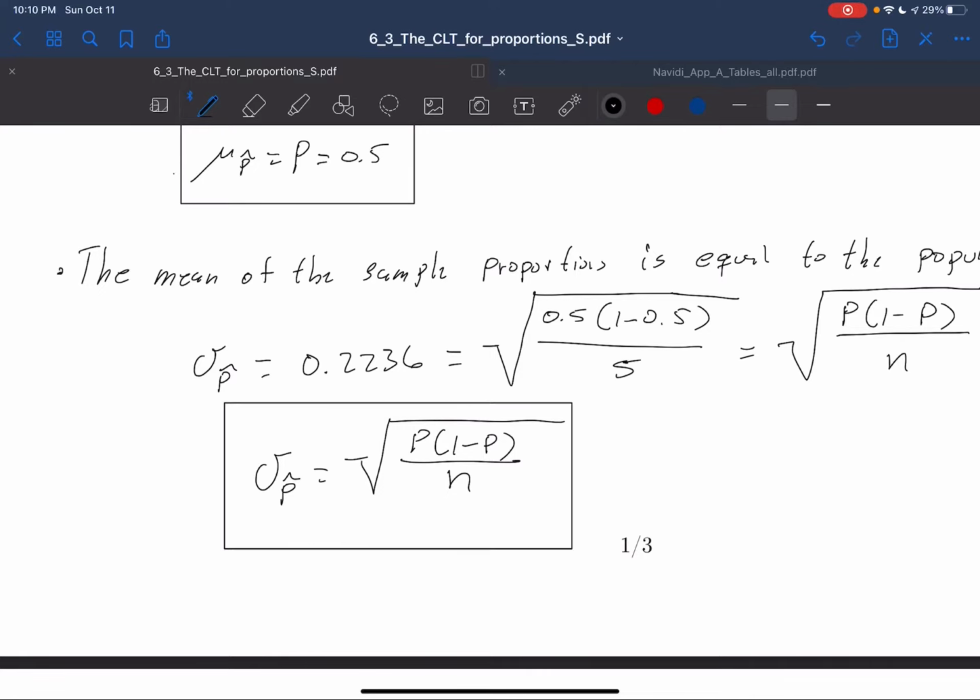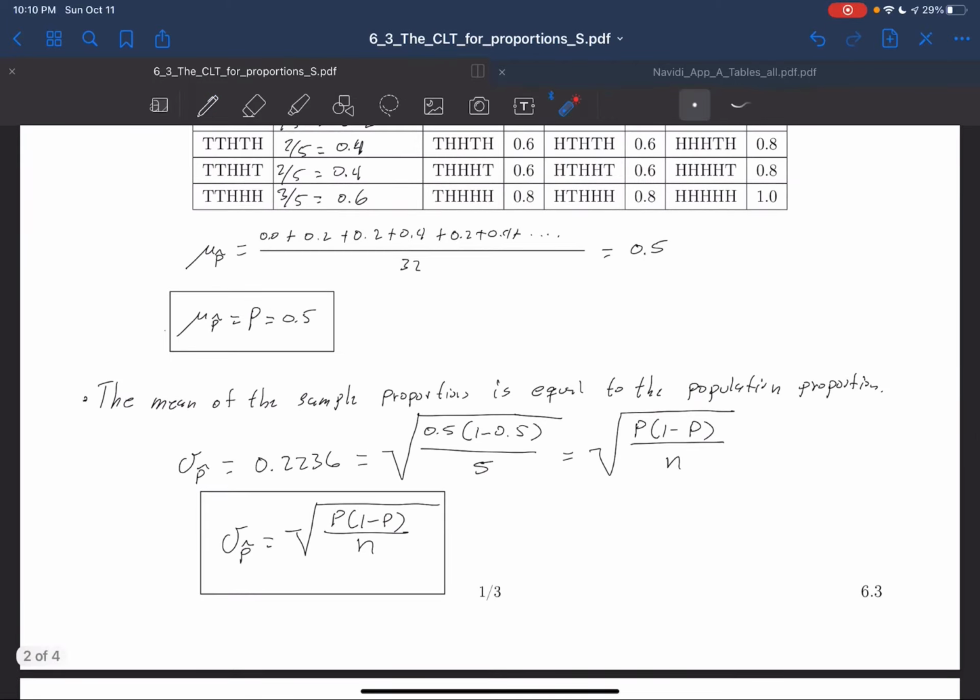And again, why is this important? Well, we computed our mean and we computed our standard deviation. So these two values are going to help us, that's right, compute our z-score. And why is the z-score so important? It's because it helps us compute probabilities.